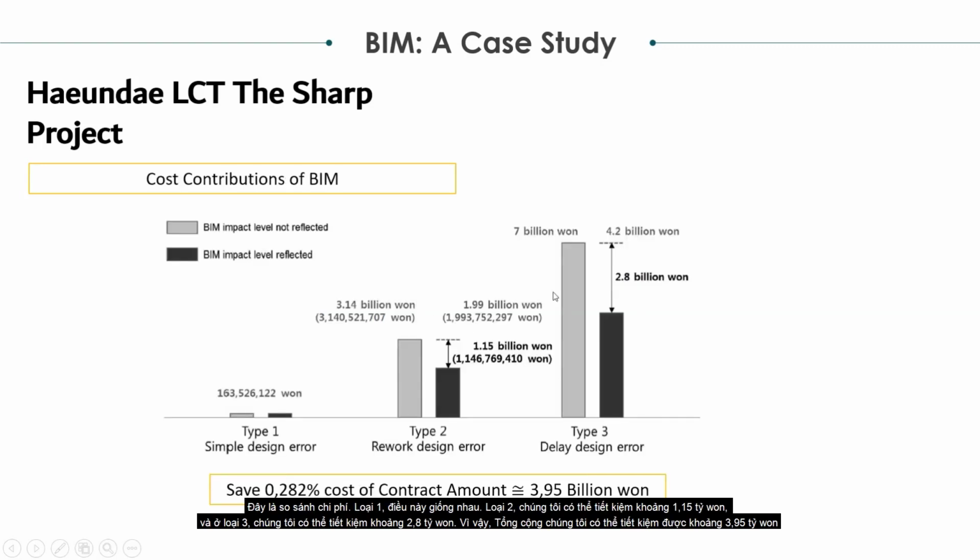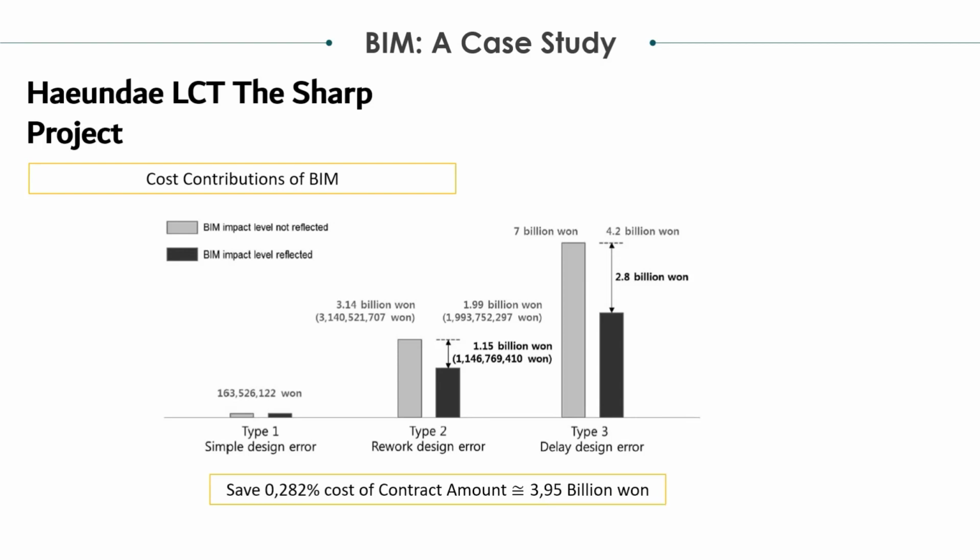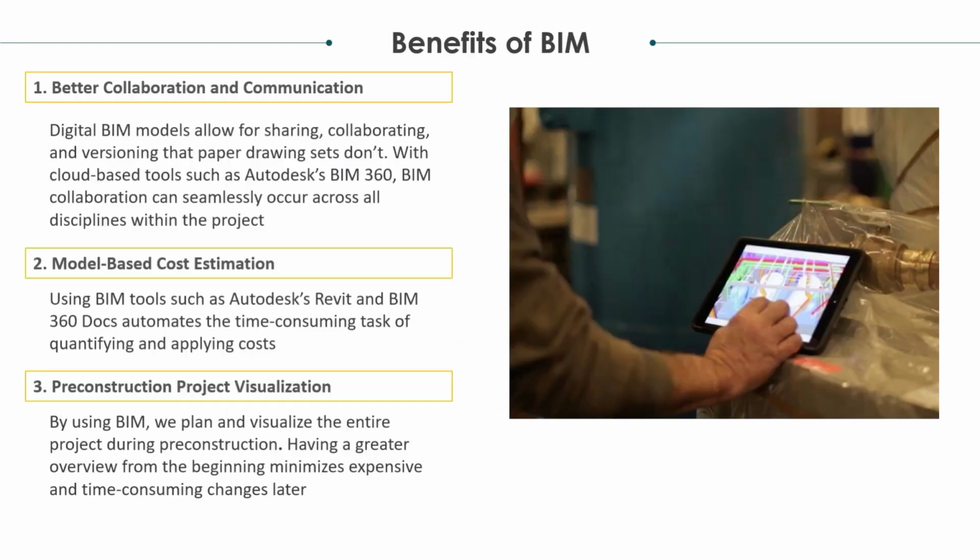So this is the cost comparison. The type 1 is still the same. For type 2, we can save around 1.15 billion won. And in type 3, we can save around 2.8 billion won. So for the total, we can save around 3.95 billion won. Okay, so that's for this project.